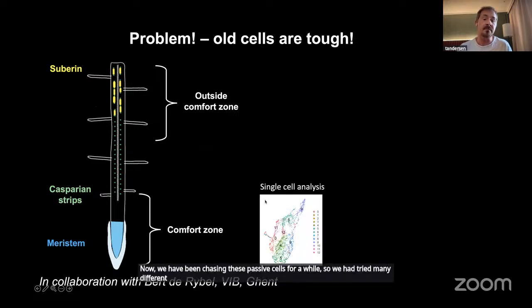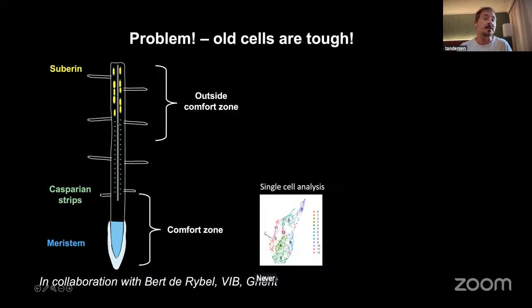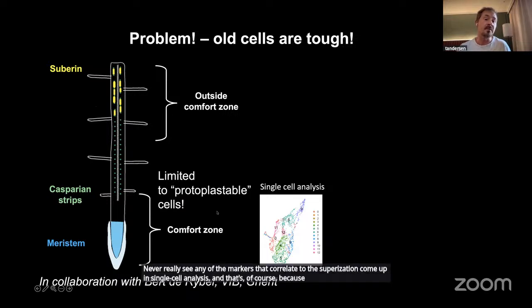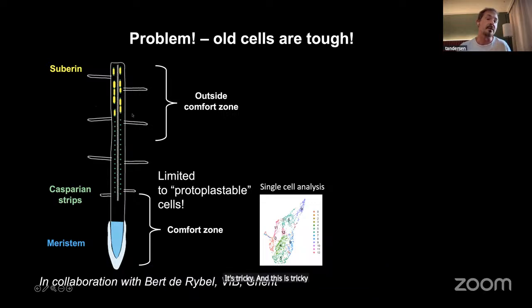Now, we have been chasing these passage cells for a while, so we have tried many different things. We have done some single cell analysis where we've been able to protoplast some of the young cells here, but one of the problems is that we never really see any of the markers that correlate to suberization come up in single cell analysis. That's of course because there is an inherent problem with single cell analysis: you need to have cells that are protoplastable, that you can isolate. Otherwise, it's tricky. And this is tricky when the cell surface is covered in suberin, for example.